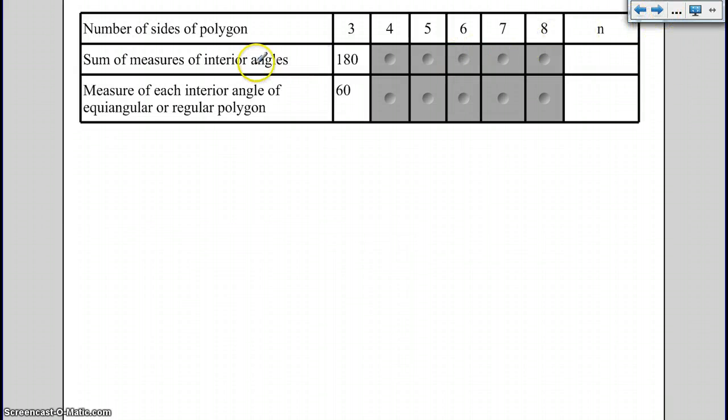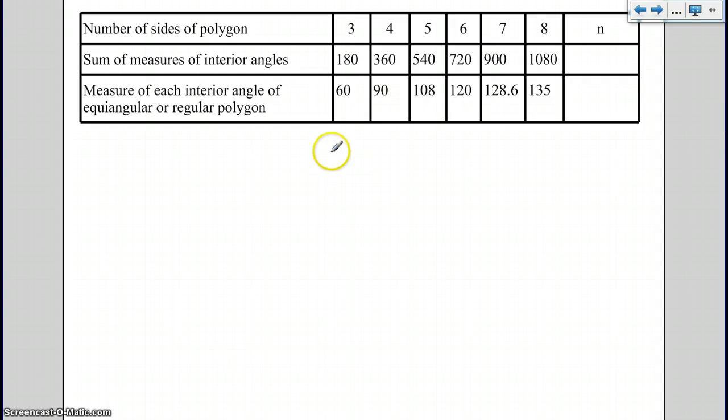The sum of the measures of interior angles, we know that a 4-sided figure is going to have 360, and that means each interior angle is 90. Then I had 540, and each interior angle is 108. I had 720, and each one will be 120. I had 900, each one will have that, and this, and that. Where am I getting these numbers from?